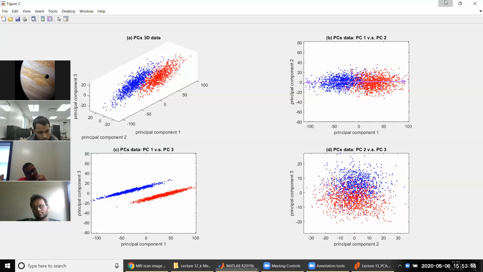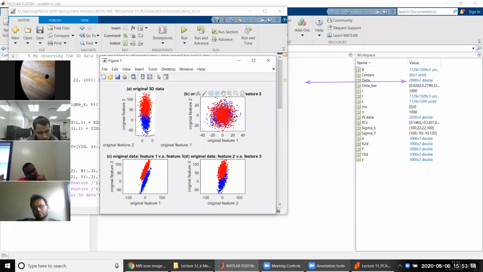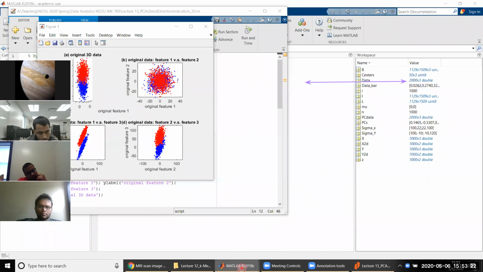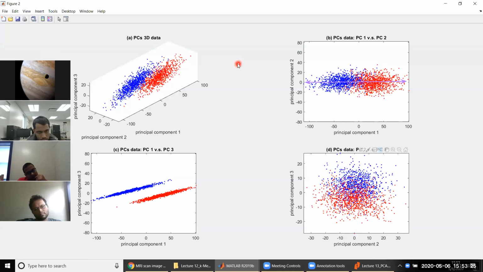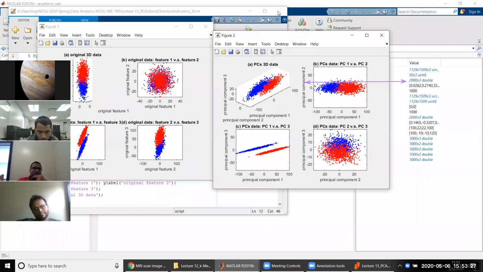By comparison, look at our old ones, our original space. See it? Can you see it very clearly? Look at this. And this is our PCA. You can clearly see the difference, right? Okay, and this is principal component 2 versus 3. To be honest, 2 versus 3 is not that good. It's kind of similar to original feature 1 and 2.